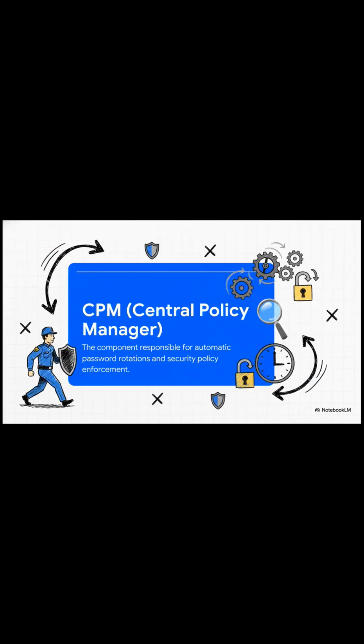Now this next part, this is where the real magic happens. It's all about automation. The CPM, or Central Policy Manager, is like having a guard patrol that works 24/7 and never takes a coffee break. It automatically enforces your security policies. And here's the killer feature. It is constantly changing the passwords on all the accounts it manages. I mean, can you imagine trying to manually change thousands of passwords every day? It's impossible. The CPM does it automatically, which means a stolen key becomes useless almost instantly.